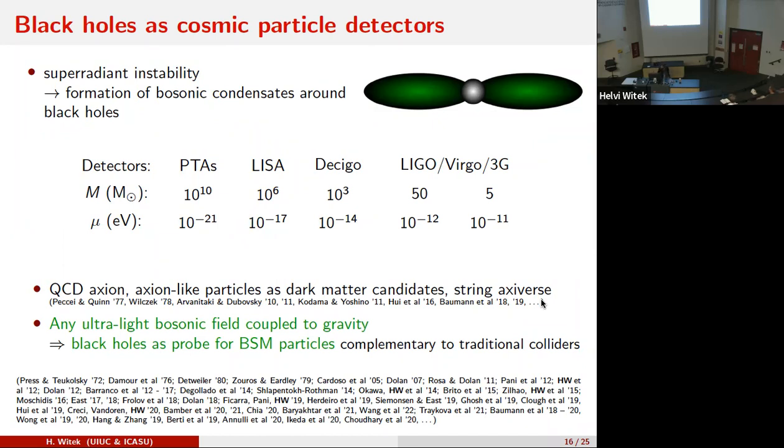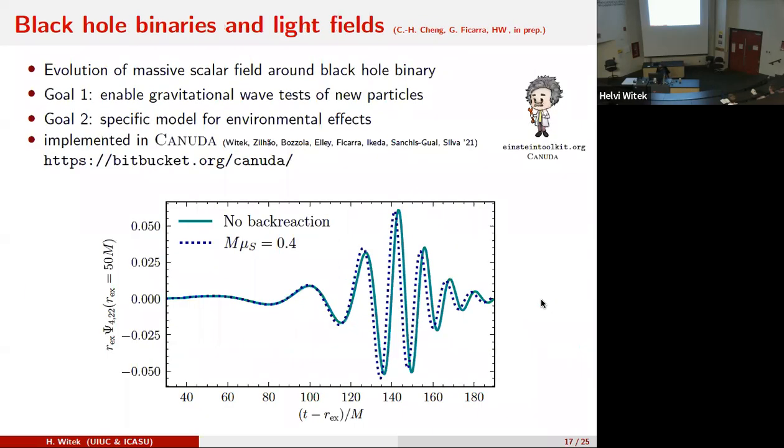Now, one of the things that I'm interested in in my group is actually not just a single black hole, but a binary thereof. And let's assume that we may be in a region where we have an overdensity of dark matter, all of these particles that may have grown through superradiance. Well, what happens in this case, and what is a signature? Let me tell you, because I can show you a work in progress.